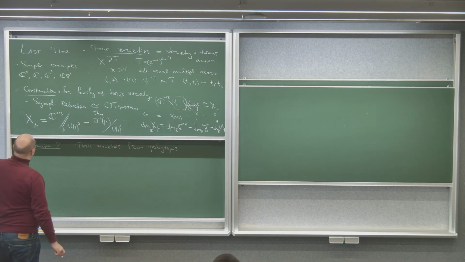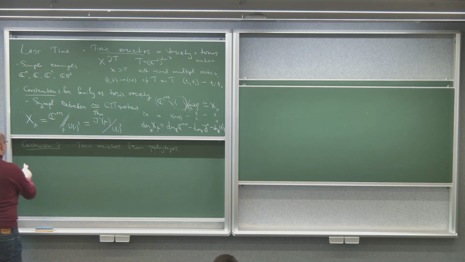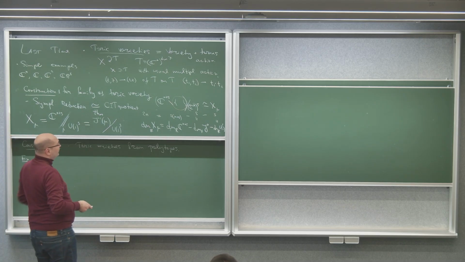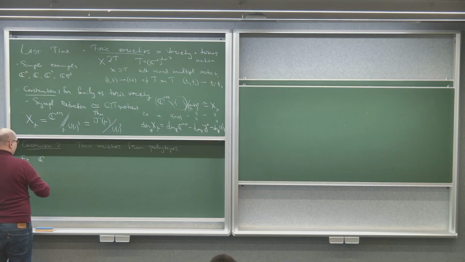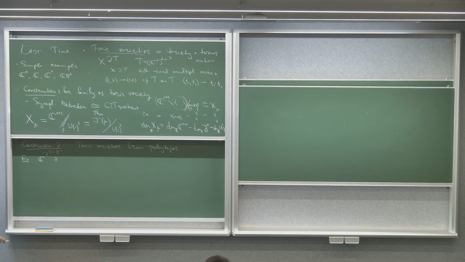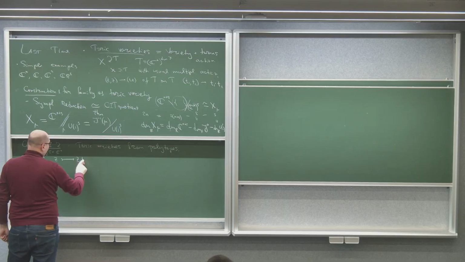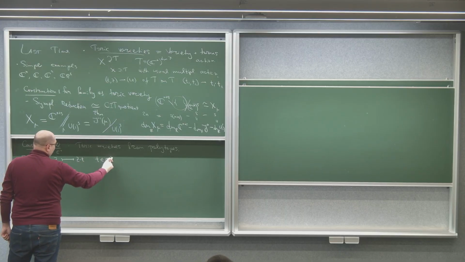Okay, so let me start with several examples before I phrase a formal definition of these toric varieties from polytopes. Let me start with C. As we discussed before, if you look at complex numbers with coordinate z, then the one-dimensional torus is just C star. The torus action would take this point with coordinate z to z times t, where t is a non-zero complex number.